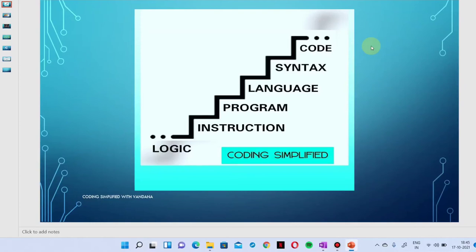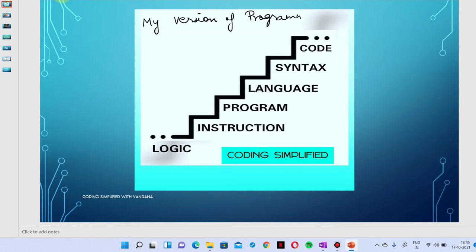Hello everyone. In my previous lecture, which was just an introduction to programming, I had just given you a glimpse of this particular step-by-step procedure. I did not explain the entire steps. Just a reminder that this particular slide is going to be my version of programming.